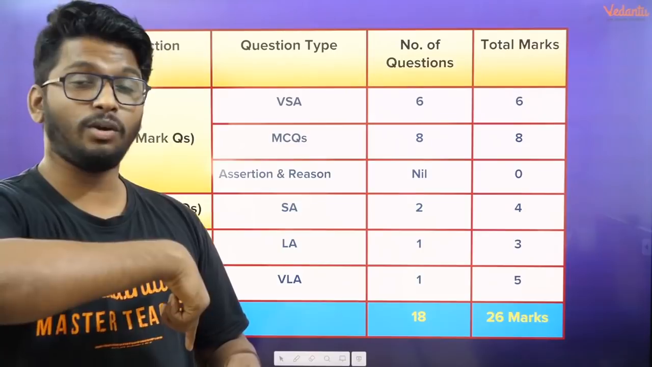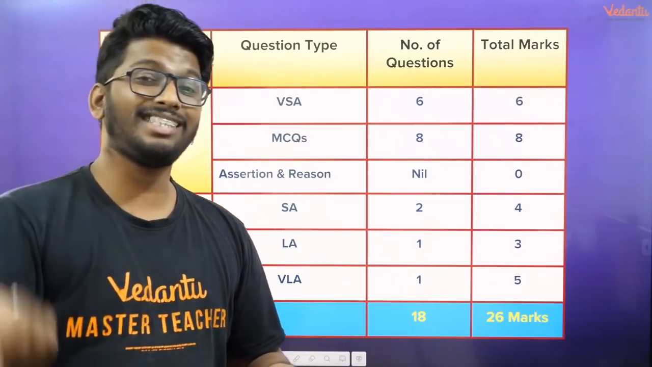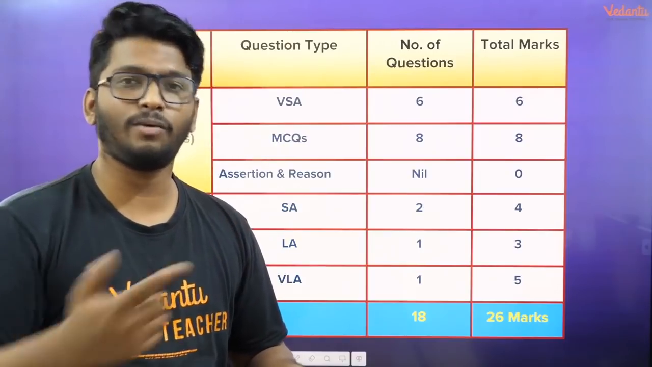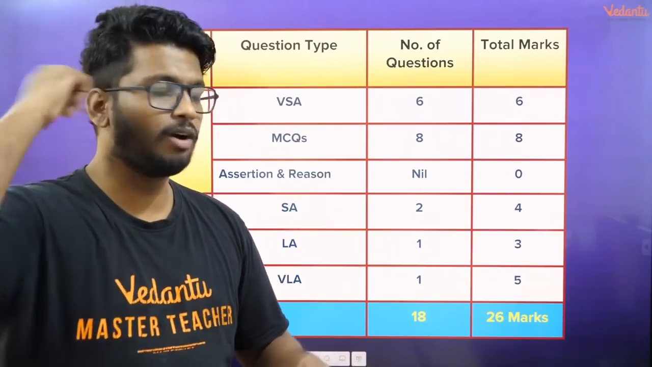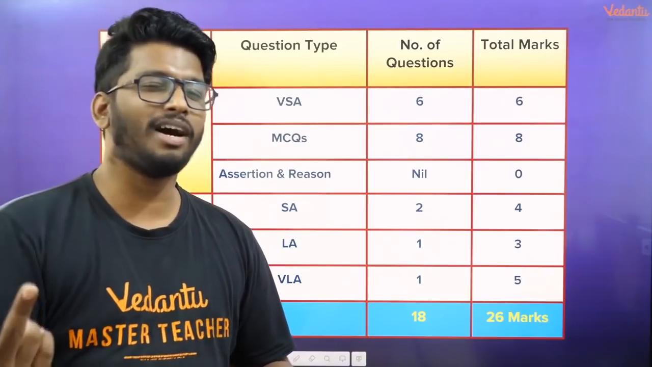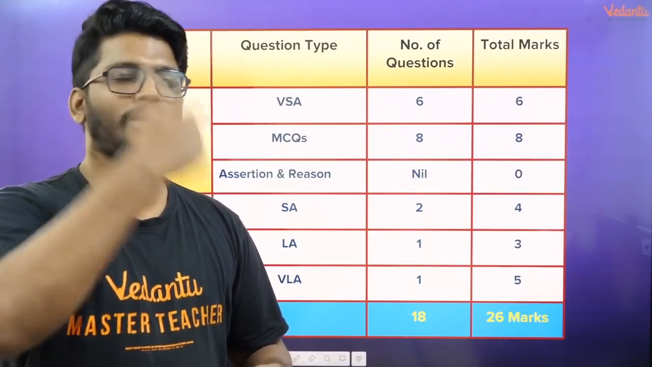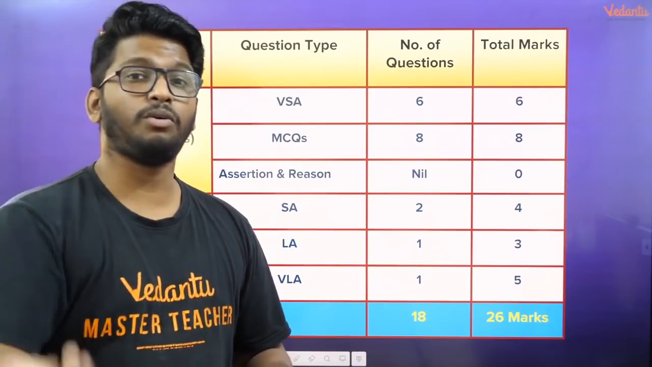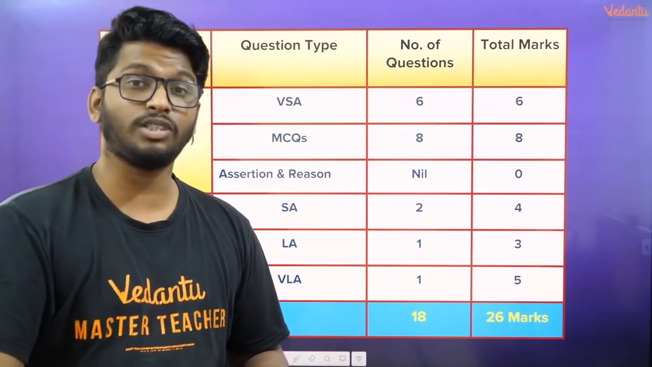Talking about the MCQs, again 1 mark questions, you'll have 8 such questions, and again 8 marks. If you talk about the assertion and reasoning questions, you'll have nil, so you don't have to worry about that at all. In the short answer type, you have 2 questions, each carrying 2 marks, so a total of 4 marks. Talking about the long answers, they carry 5 marks, I believe. You'll have about 3 such questions.